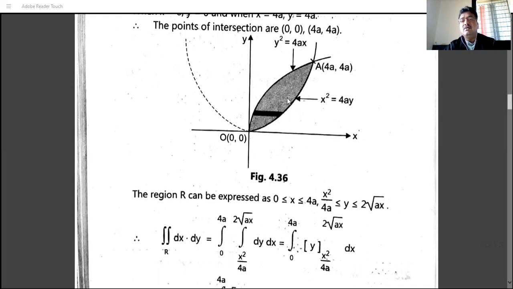And then in order to cover this shaded region, we have to move this strip from this point to this point, drawing a perpendicular. Where does the perpendicular touch? This perpendicular touches the x-axis at a distance 4a. That point is (4a, 0). And therefore we have to move from 0 to 4a in order to cover the area if the strip is parallel to y-axis. And therefore x runs from 0 to 4a.